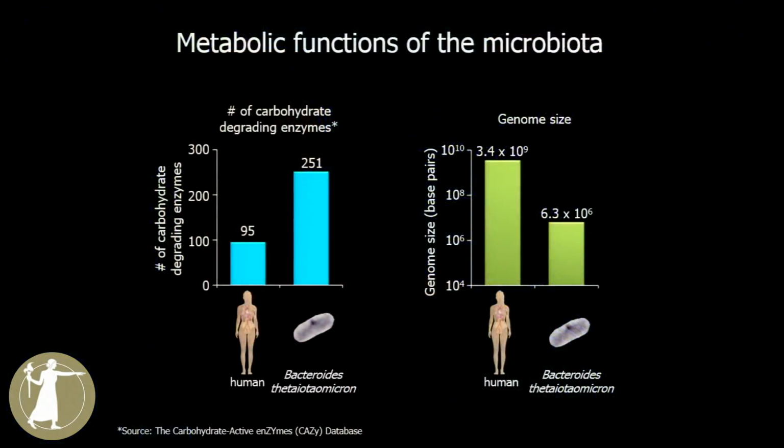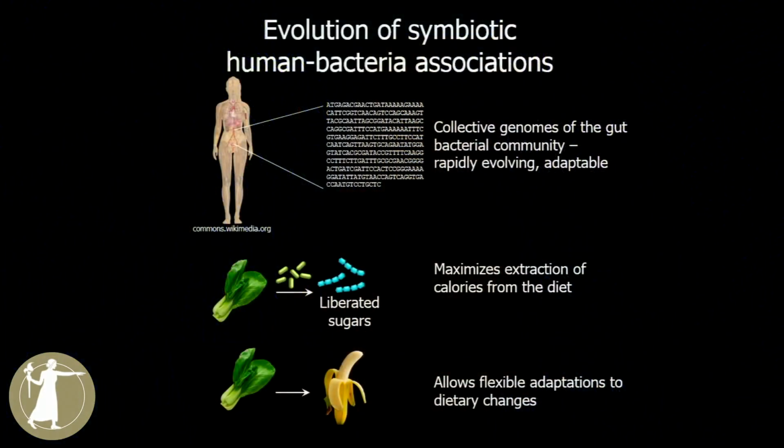And if you consider the fact that the size of the human genome is about 3 orders of magnitude greater than that of B theta, it's really dedicating a large proportion of its genome to the process of carbohydrate degradation. So we're getting a lot of metabolic firepower from our gut microbiome. Essentially what we've done over millions of years of evolutionary history is to acquire a readily adaptable and rapidly evolving external genome that harbors a diverse array of carbohydrate digesting enzymes.